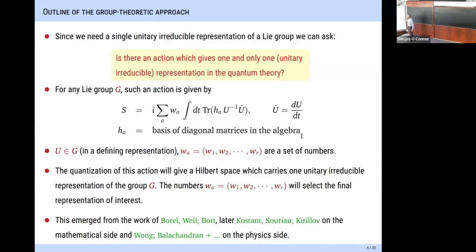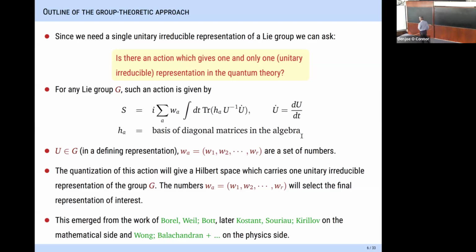Now, if you quantize this action, you will get a Hilbert space which carries exactly one unitary irreducible representation. Okay? Nothing, just one. And the numbers W will select the final representation of interest. In fact, it will correspond to the highest weight of the representation. Okay? So, and of course, if you analyze this action in a little more detail, you will see that there are quantization conditions for consistency when you translate U on the right side by various elements of the group. There are some consistency conditions that emerge in the quantum theory, which will put quantization conditions on the W, and those are exactly the correct conditions to define the highest weight of a unitary representation. Okay, so that's a nice action.